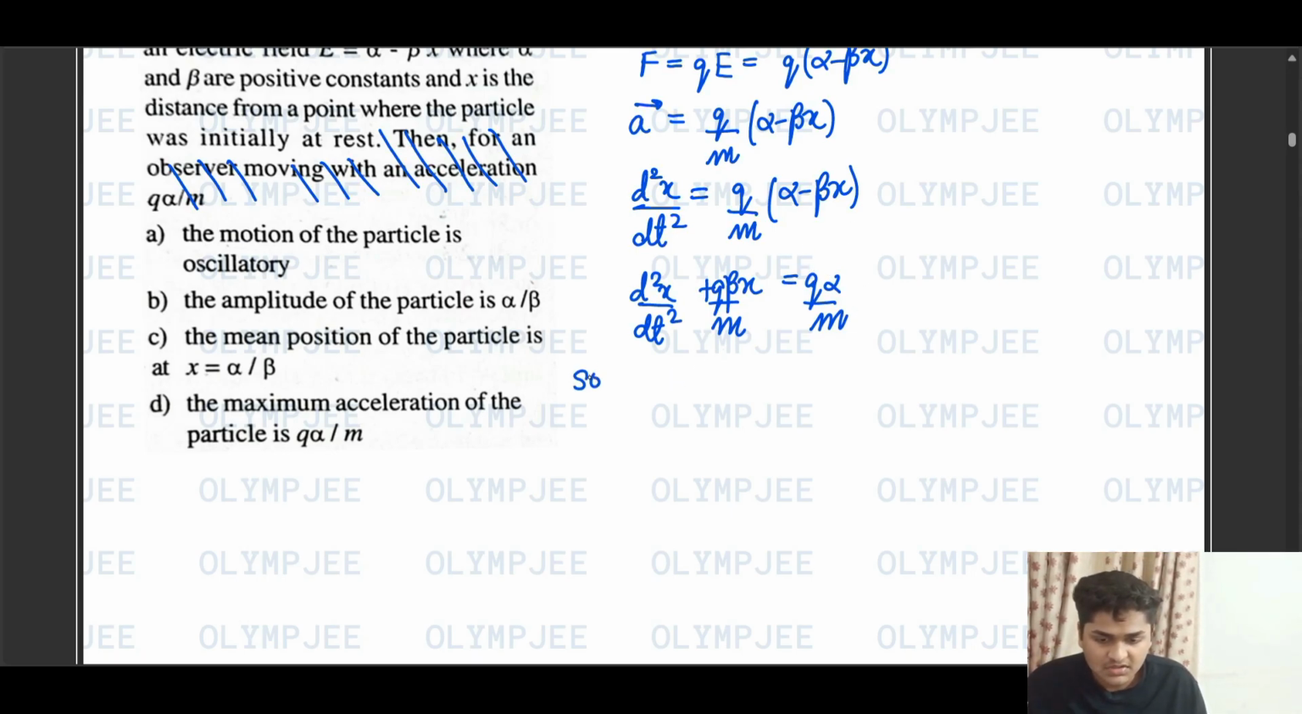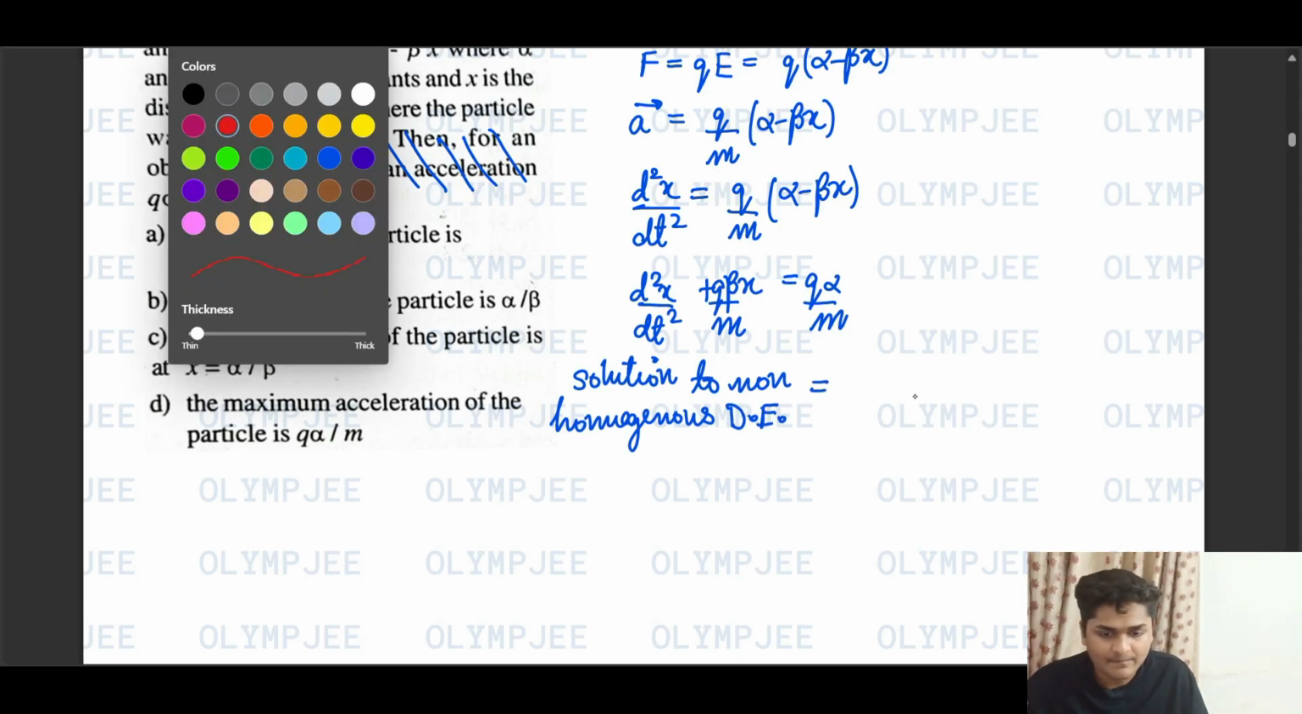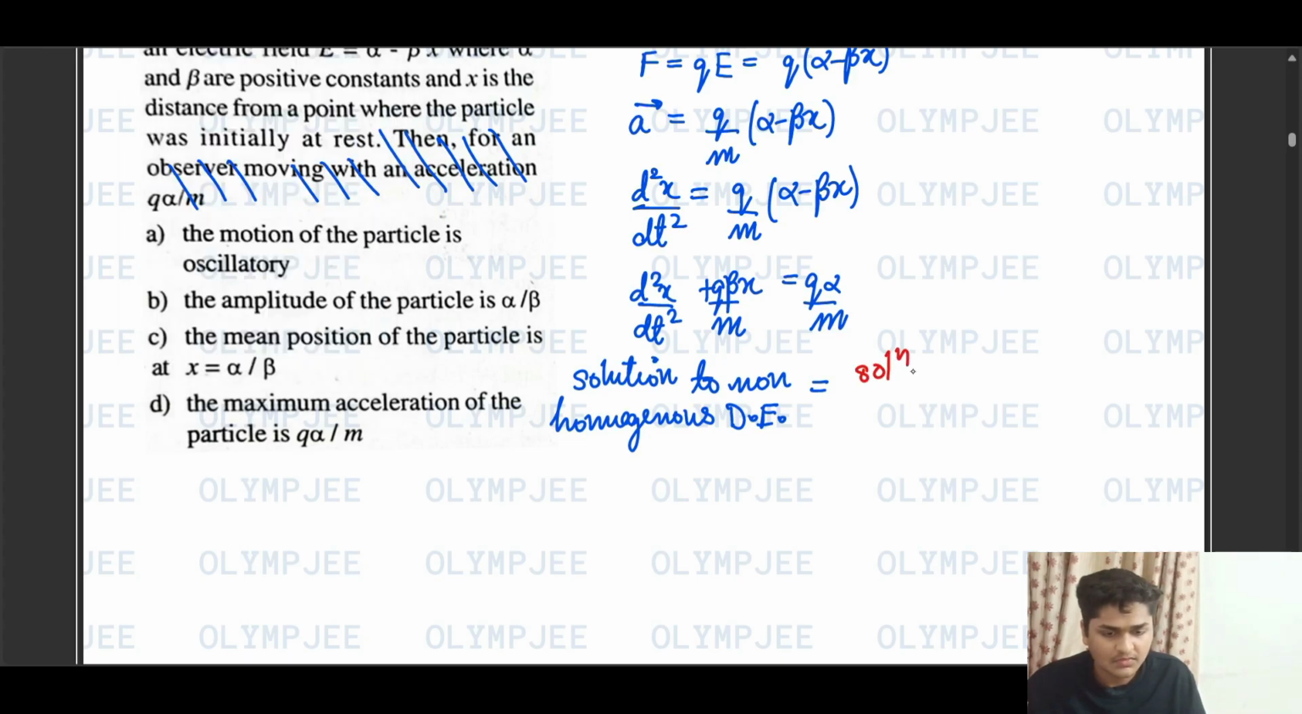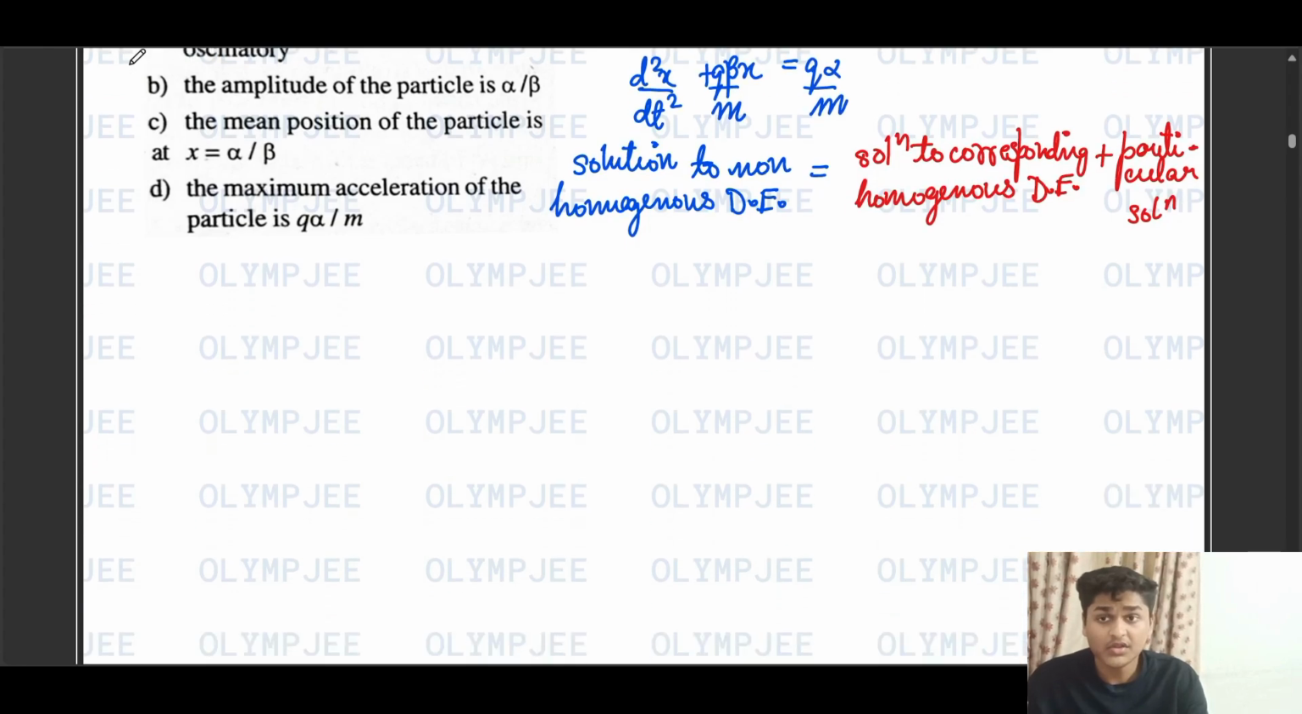So the solution to a non-homogeneous differential equation is given as the solution to the corresponding homogeneous differential equation plus a particular solution. Right, so first we'll find out the solution to the homogeneous part.